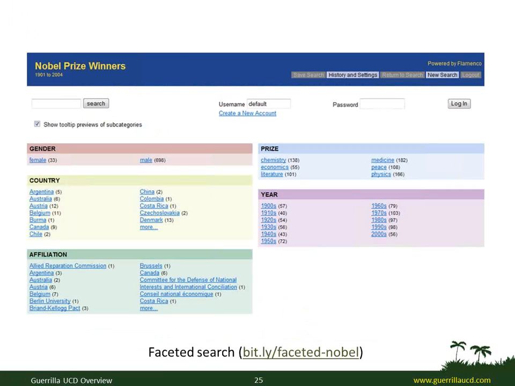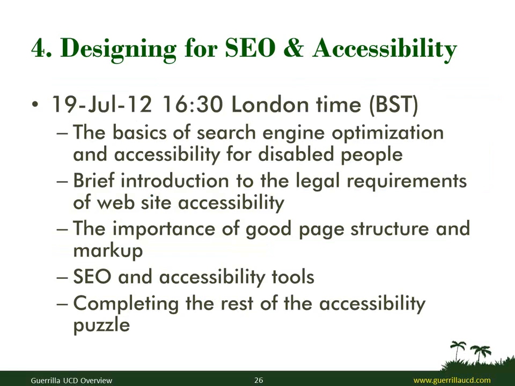We'll also be having a look at faceted search or faceted navigation as a very powerful cross between traditional navigation and search-based navigation. And this is an example that's often used, of Nobel laureates, and provides a nice walkthrough of the principles of faceted navigation. We'll be having a look at that and some of the principles involved in this particular session. Number 4 is designing for search engine optimization and accessibility. So this is the one that I mentioned is very specifically web focused.